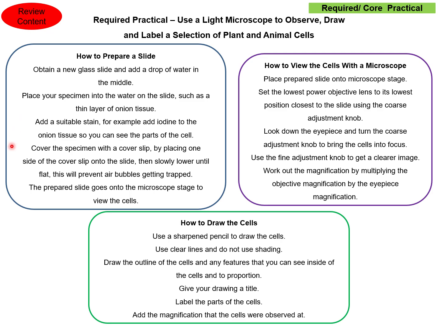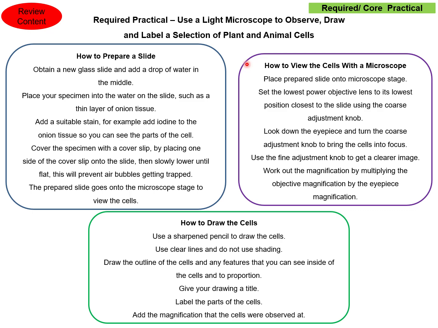Cover the specimen with the cover slip by placing one side of the cover slip onto the slide, then slowly lower until flat, and this prevents air bubbles getting trapped. The prepared slide goes on to the microscope stage to view the cells. And how to view the cells with a microscope. So place the prepared slide onto the microscope stage.